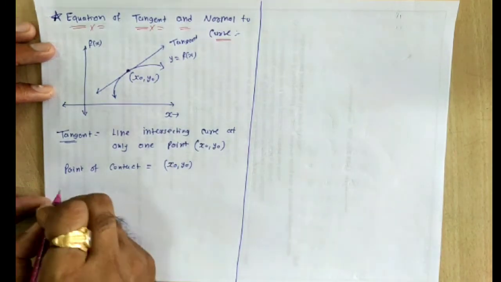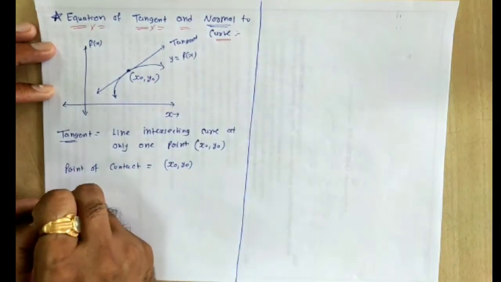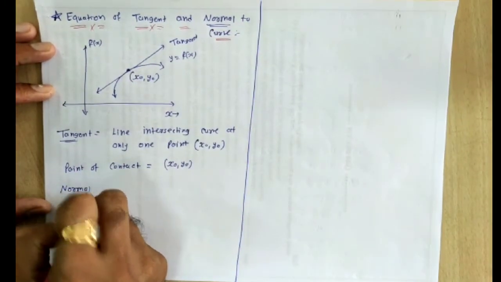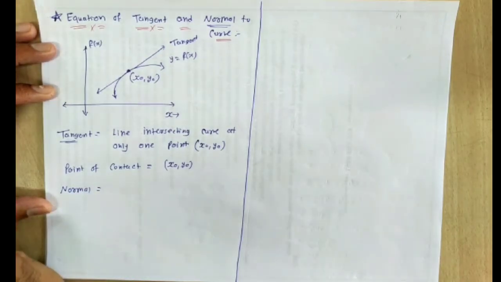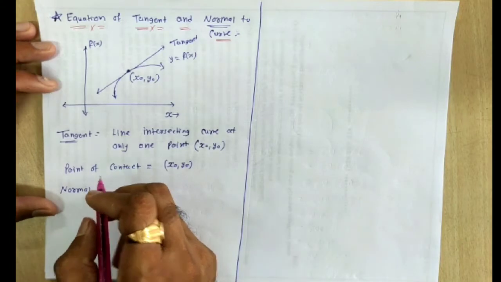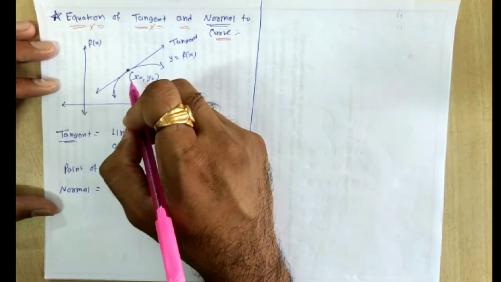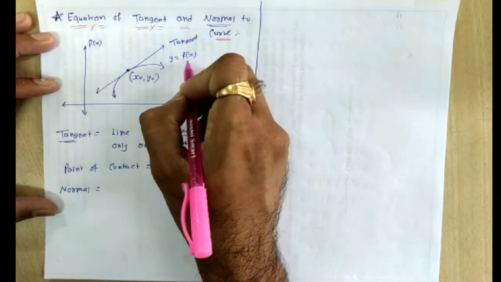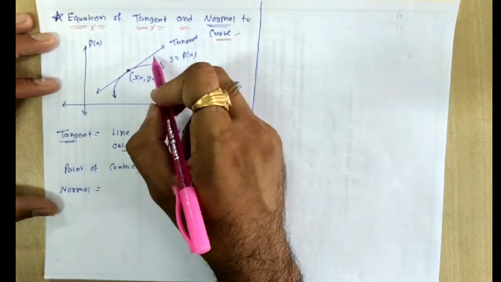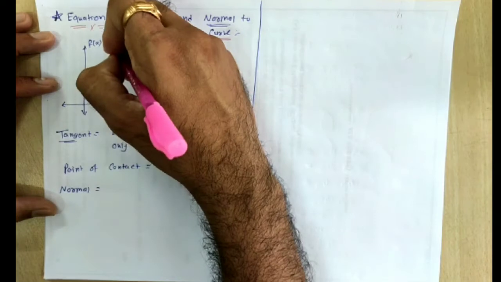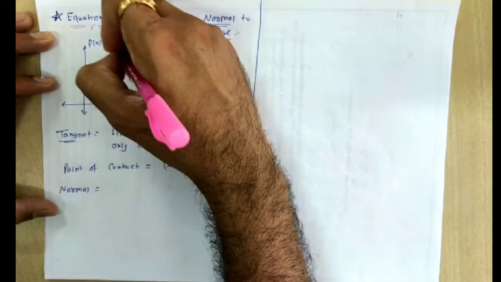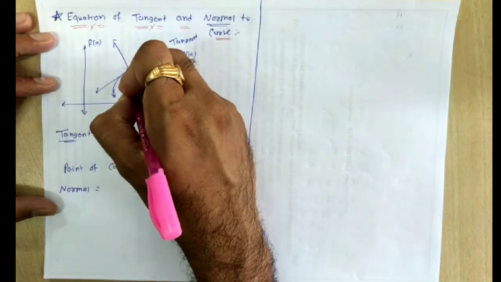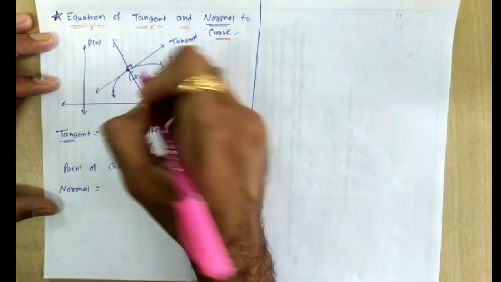Done? Then next one is normal. So what is the normal? To get the normal of any curve, first we are required to find the tangent of curve, and after finding the tangent of curve, you have to find one line. Normal is the line which intersects the curve at the point of intersection and is perpendicular to tangent. Clear? So this is given curve y equal to f of x. So for this curve, you have to find the tangent. After finding the tangent, you have to draw one another line. Suppose this is one another line. This line is perpendicular to tangent, intersecting the tangent at point of contact.